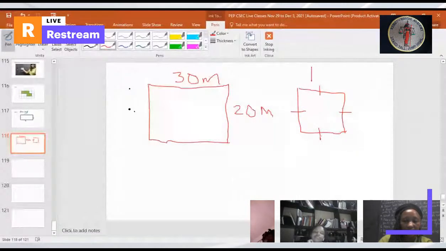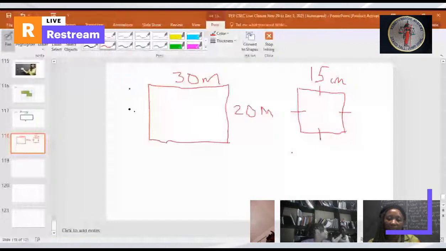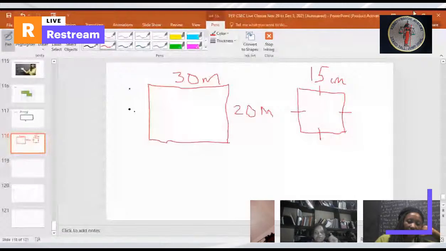Miss, that would be 225 centimeters squared. 225 centimeters squared, miss. Why is it 225 centimeters squared? Miss, because it's a square. And those lines show that they're all equal.